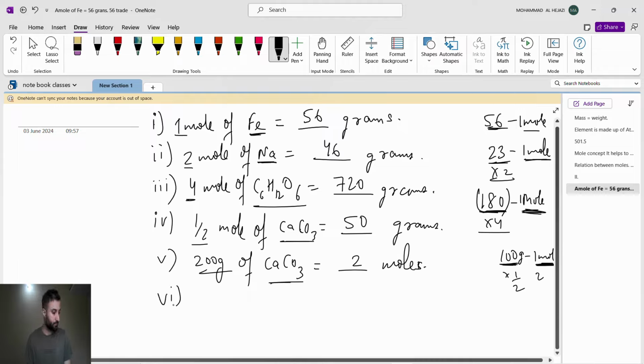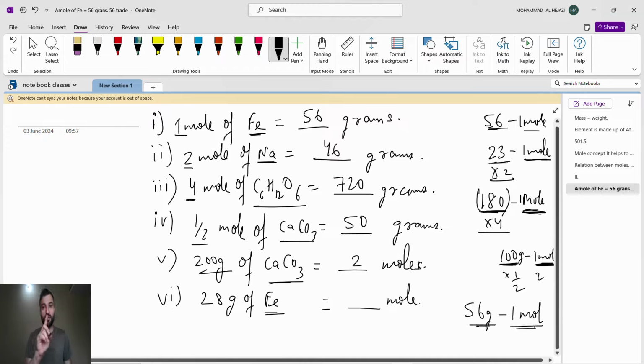Now sixth number, 28 gram of Fe. 28 gram of Fe is how many moles? We will see the atomic mass of Fe. Atomic mass of Fe is 56 gram, which means 56 gram is 1 mole of Fe. So 28 gram means we did half. So it will become half mole, right?